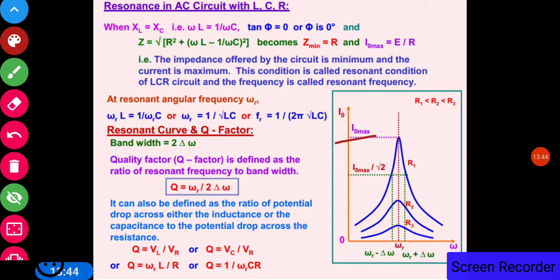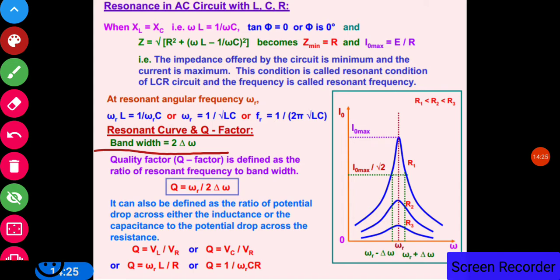Now, in this curve, we find a special shape: it is similar on both sides of the resonant frequency. So, if we take a position that is about 70% of the maximum value of the current, or I maximum upon root 2, at that point, if we draw a line, we will find there are two corresponding values. The difference between these two values is termed the bandwidth. This is 2 del omega, or the bandwidth.